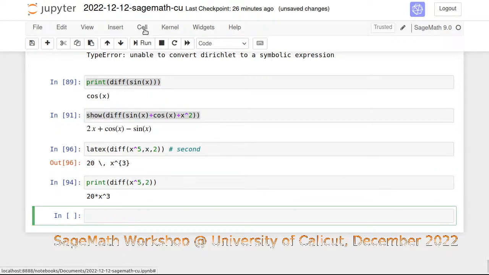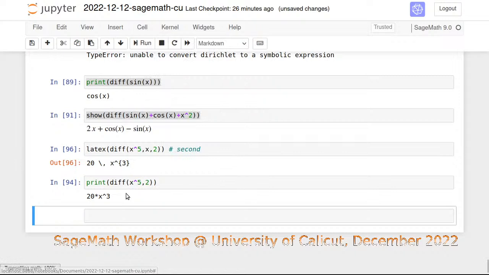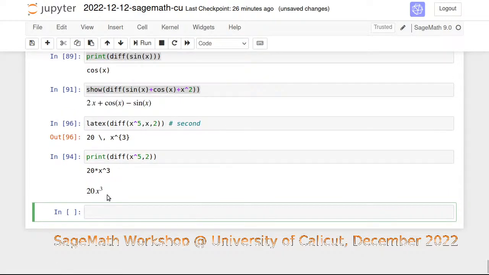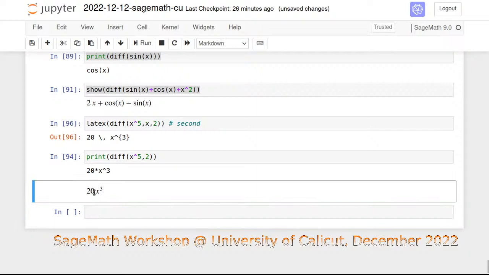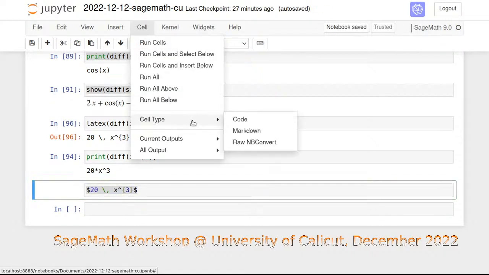The cell can actually be converted to something called markdown. There are two cell type options, code and markdown. If I use markdown here and use a dollar symbol, paste it here and run it, I'll get a neat math output. There is no computation, right? It will be just displaying it exactly like that. But you need to convert this cell type to markdown instead of code.